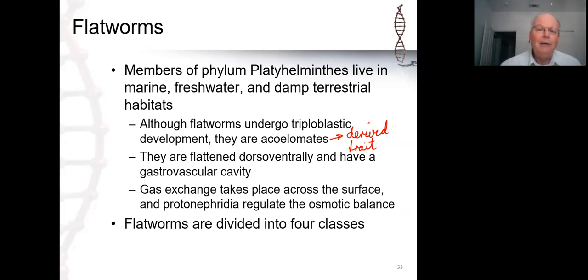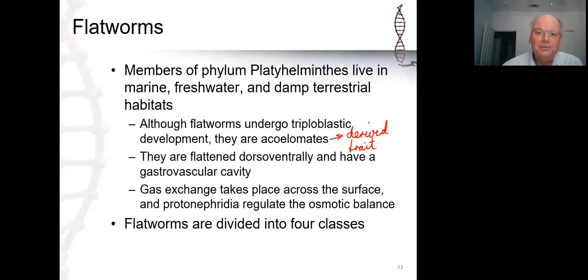occupy. They are flattened dorsoventrally and also have a gastrovascular cavity, which means that none of the cells within their body are more than 2 to 3 cells away from an outside surface, because the gastrovascular cavity, remember, opens out into the outside. And so then no cells are more than 2 to 3 cells away from fluid. And that means that gas exchange and waste disposal can take place by diffusion across the surface of the animal.